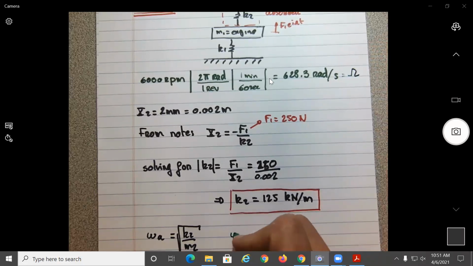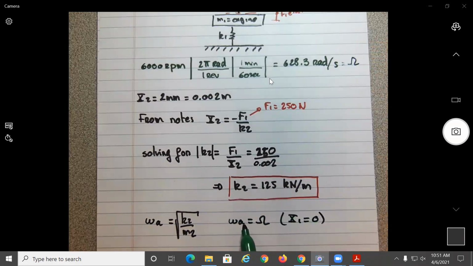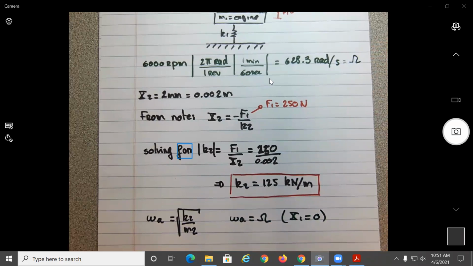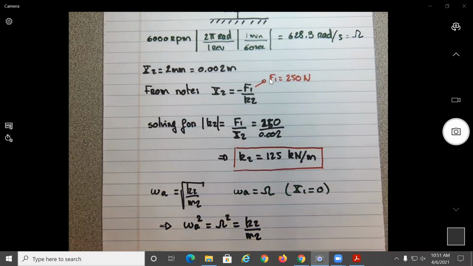All right? But here you know that in order to have X1 equal to zero, you need to have that the frequency of the absorber is equal to this. So from here, we can just write that capital omega square will be equal to K2 over M2. So we solve for the mass, which will be equal to K2 divided by the frequency squared. And the answer of that is 0.31663 kilograms.